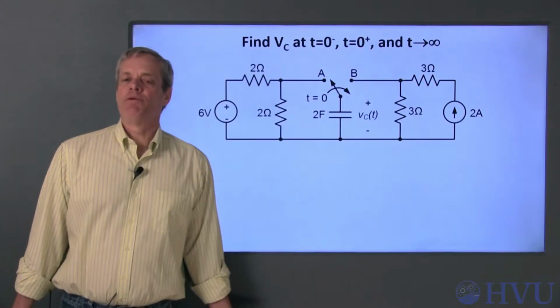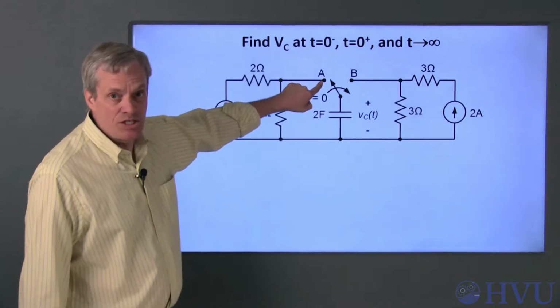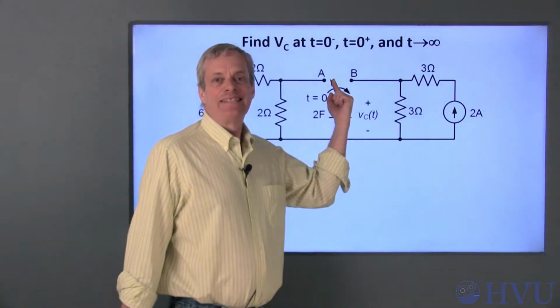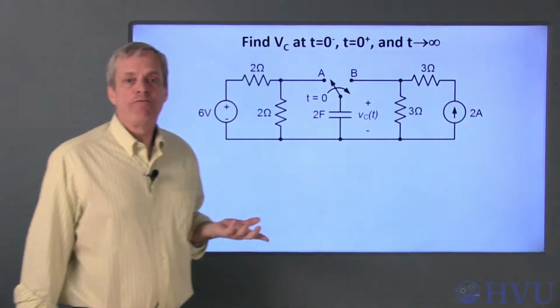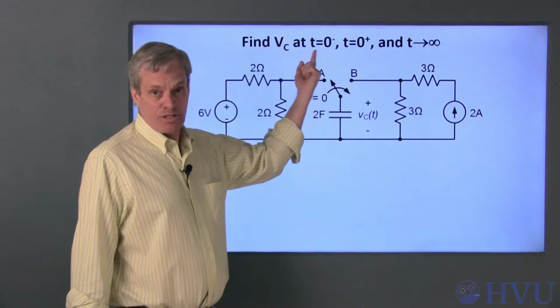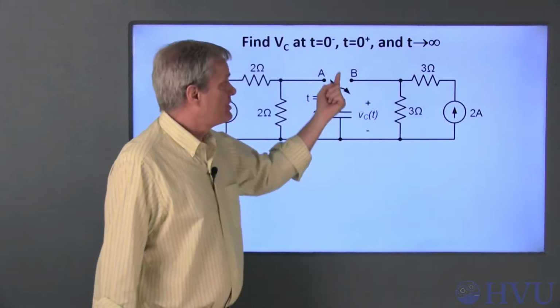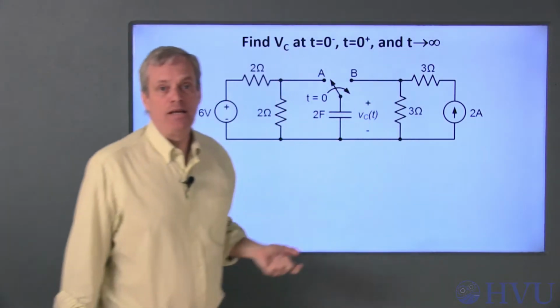Now let's do an example of these properties of capacitors. In this circuit, the switch is at position A before t equals 0. At t equals 0, the switch instantaneously moves from position A to position B. We want to find the capacitor voltage, Vc, just before the switch moves at t equals 0 minus, just after the switch moves at time t equals 0 plus, and as t goes to infinity.